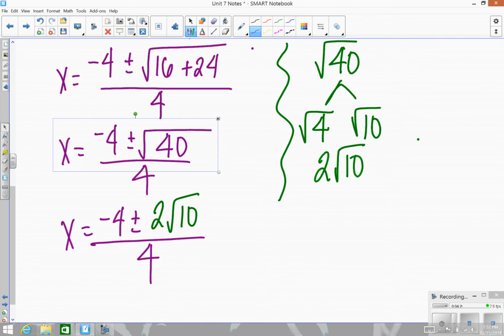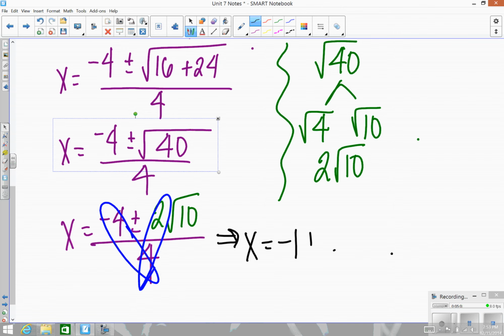Then when you go to simplify, because you have a plus or minus between the two terms here, if you can simplify, you have to be able to simplify both pieces. Meaning I have to be able to simplify the number in front of the plus or minus and the number after the plus or minus. And remember that that 2 belongs with the radical 10, so as long as I can simplify the 2 with the 4, then I can do it. So if you look, when I take 4 and divide it by 4, we're going to have x equals negative 4 divided by 4, which is negative 1, plus or minus 2 divided by 4, which is going to be 1/2.